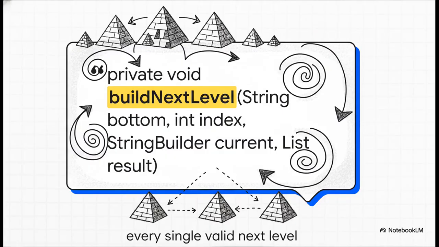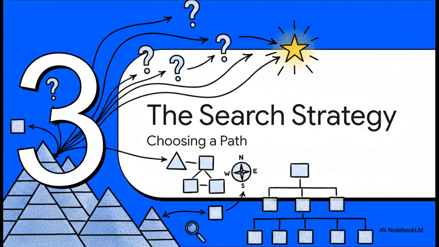And that, right there, is exactly what the build next level helper function is for. I mean, its entire job is just to do that process we just talked about, to find every single valid next level that you could possibly build on top of the one you're on. Okay, but wait a second. This brings up a really important question.